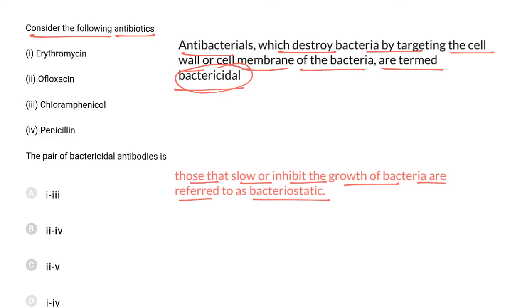Now all the given compounds are antibiotics, but ofloxacin and penicillin are antibacterial and bactericidal, which completely destroy the bacteria, and hence the correct answer is 2 and 4. So the correct answer is B.